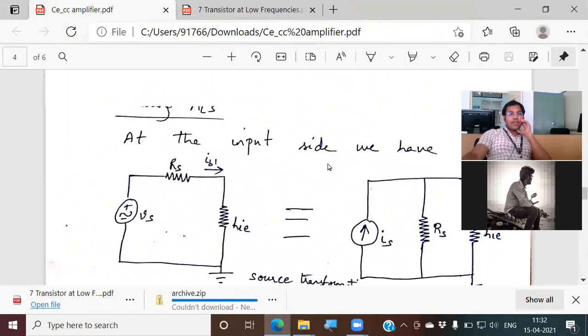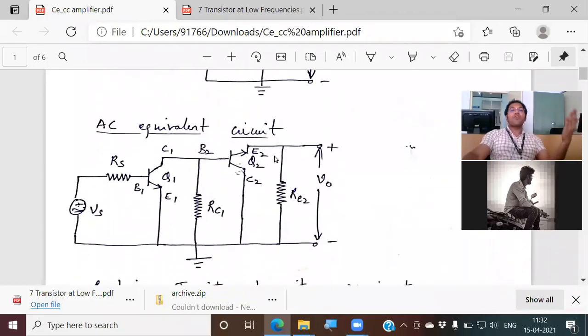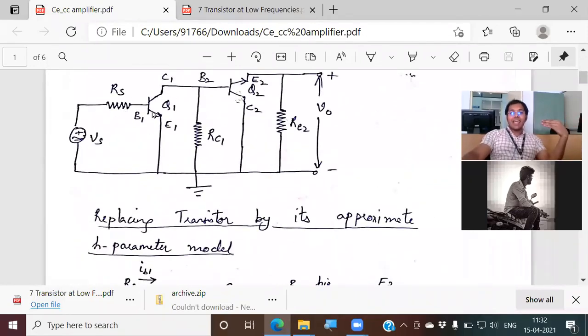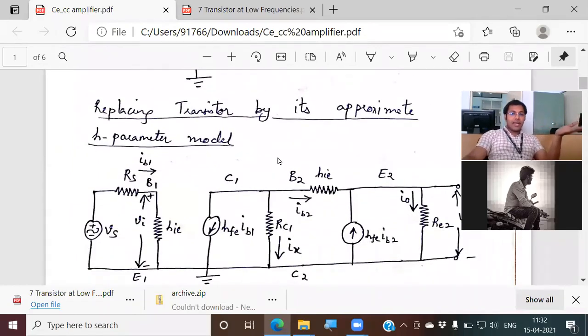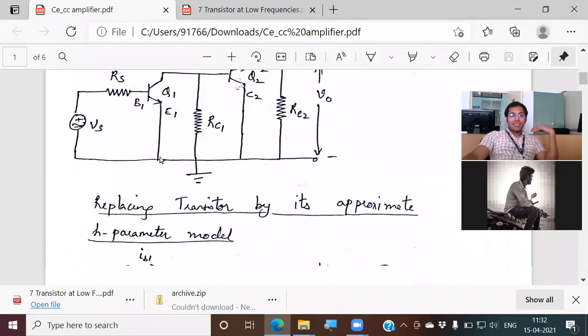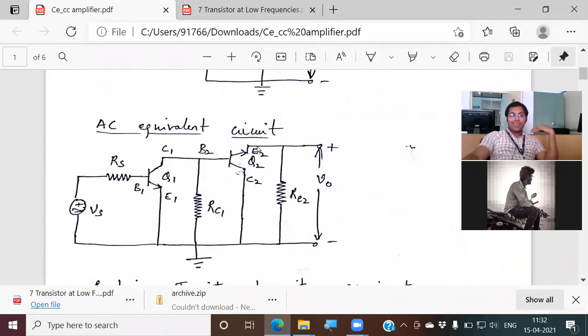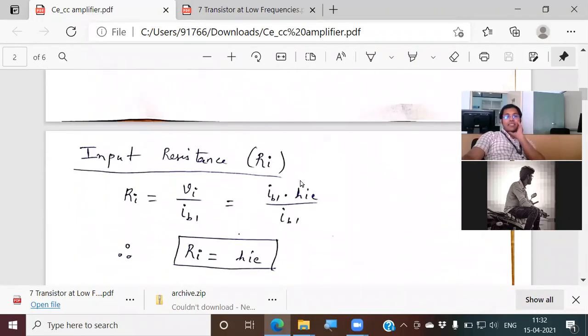In the last class, we were dealing with the CE-CC cascade amplifier. The general process of analyzing any amplifier: take the amplifier circuit, go for the AC equivalent, and then in the AC equivalent, replace the transistor. Whatever the question has asked for. If the question asks for approximate h parameter, replace the transistor with the approximate h parameter model. This is common collector. Okay, so replaced.